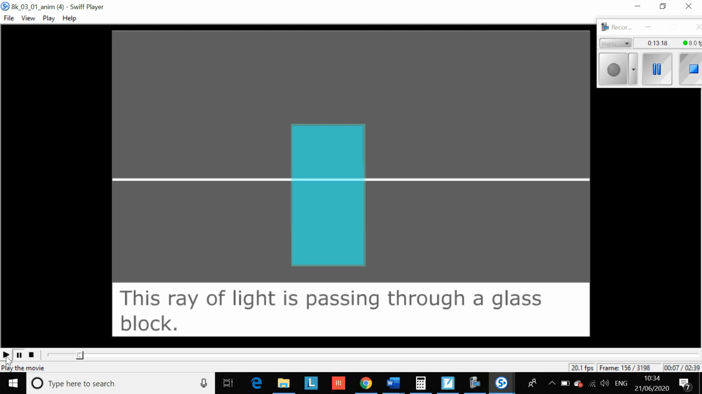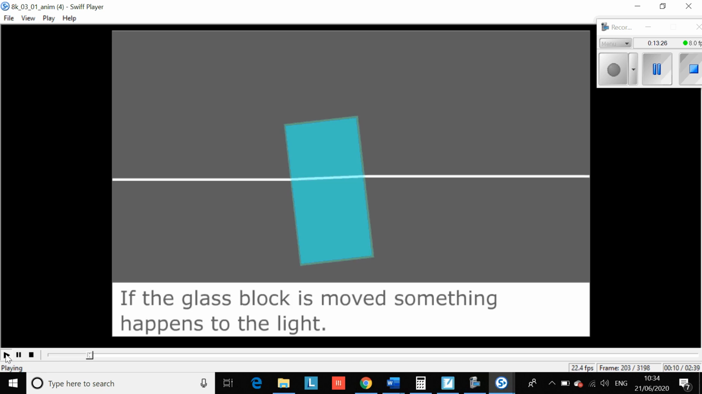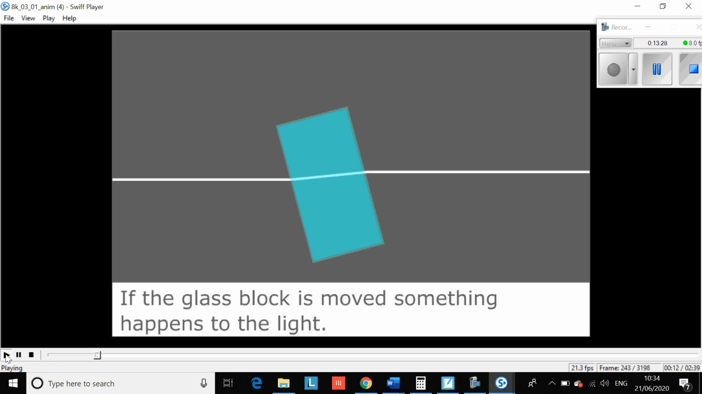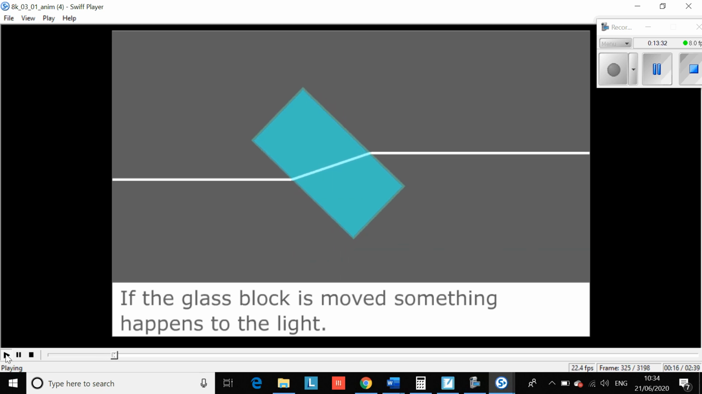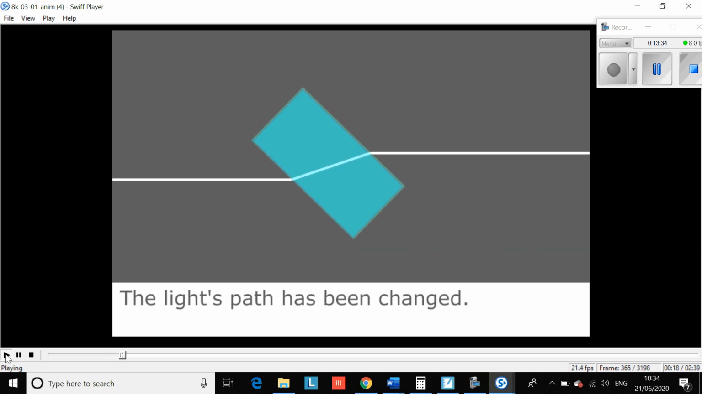So if we just watch what happens, it doesn't bend when it goes in straight along the normal. But look what happens when we change the angle, like we did with the drawing I asked you to do a minute ago. We get this bending effect. The light changes direction. So let's think about why that happens. It's been refracted, it's changed direction, but why?